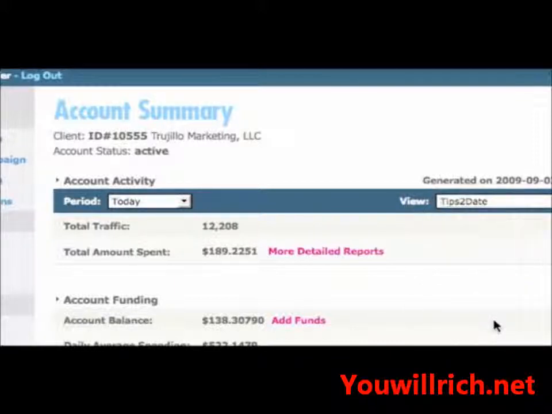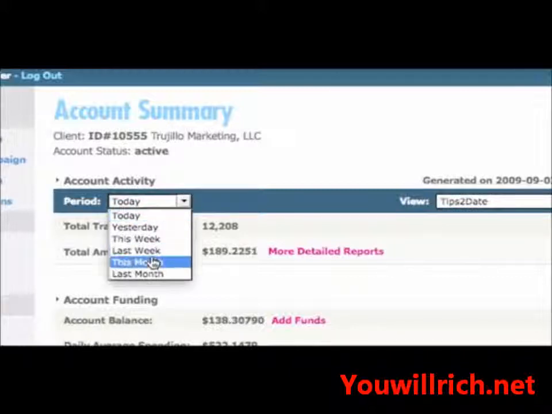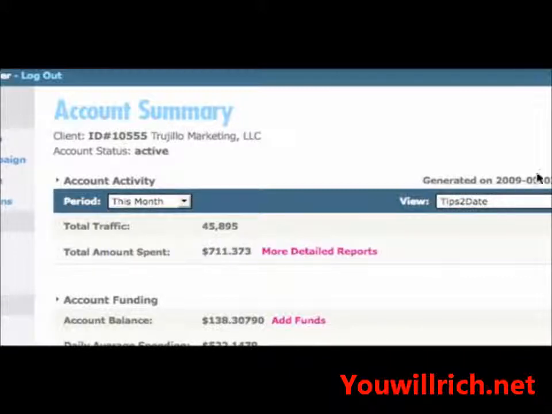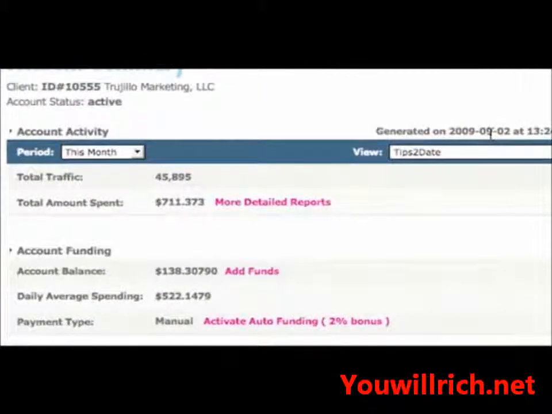Where's the tips to date? It's going to be exactly the same information because we're running on today's date anyways, and this is the only campaign I currently have running. I'm going to come over here and select this month. Since today's the 2nd, it's going to just show us yesterday and today, and again, this is the only campaign I have running in here.